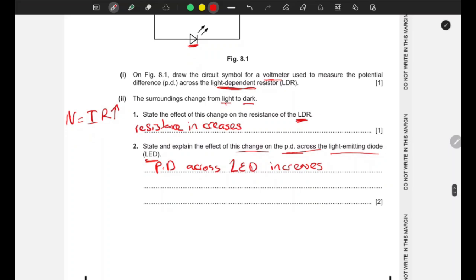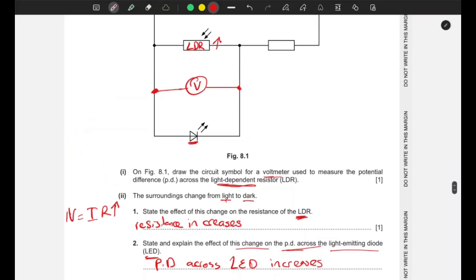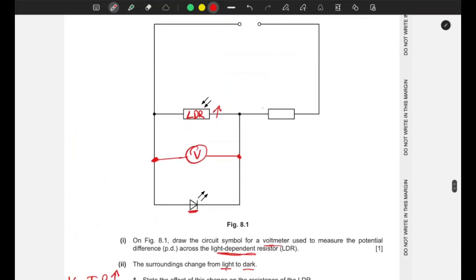This is because, let's say this is a fixed resistor. So let's say it's 5 ohms, and this one changes. It increases and decreases according to the light. So if this increases, the proportion of the LDR of the total resistance increases.